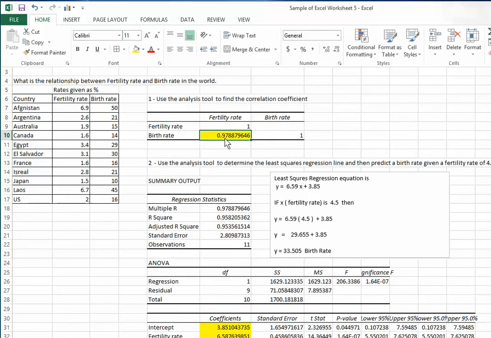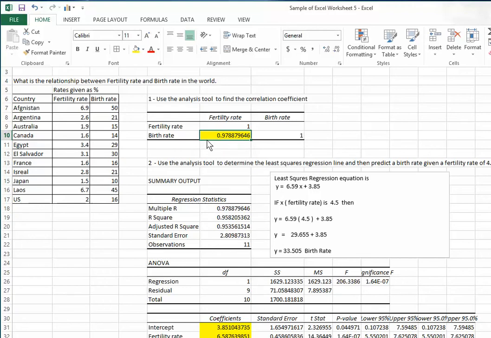Remember, a strong negative is going to be somewhere between -1 and -0.5. A weak negative is going to be somewhere between -0.5 and 0, 0 being no correlation at all. So the closer you get to 0, the less chance there is of a correlation or relationship between the two factors. And then moving toward the right, if I'm between 0 and a positive 0.5, I have a weak positive correlation. And if I go beyond 0.5, I have a pretty strong positive correlation. Well, 0.97 is a very strong positive correlation.